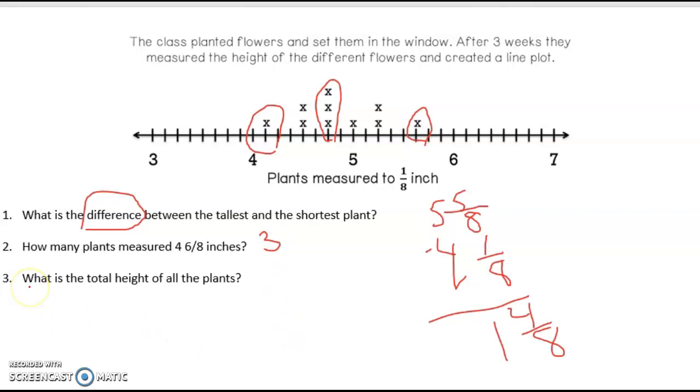All right. What is the total height of all of the plants? Okay, now you're going to have to add. Each one of these X's stands for a measurement. So you're going to have to add. I'm going to erase to give us some room.